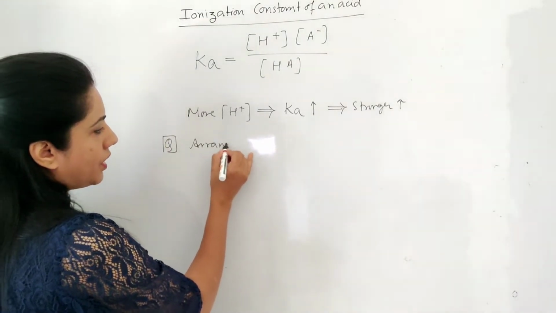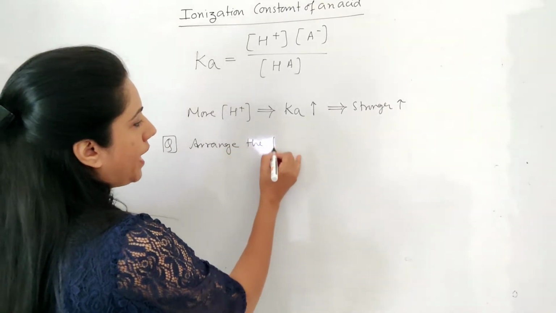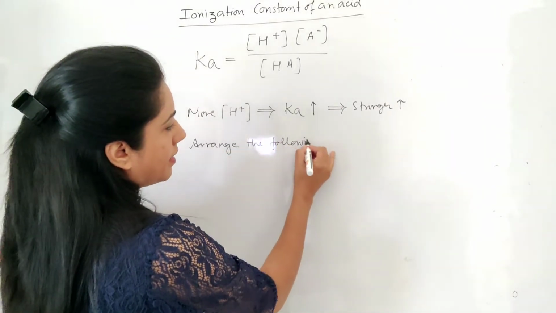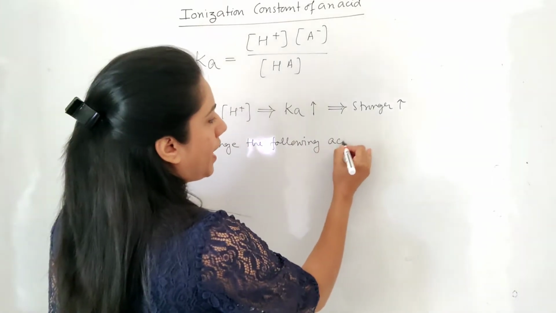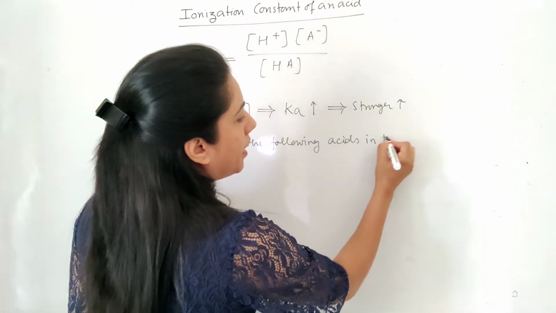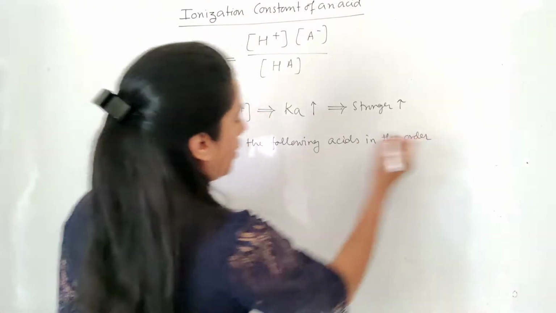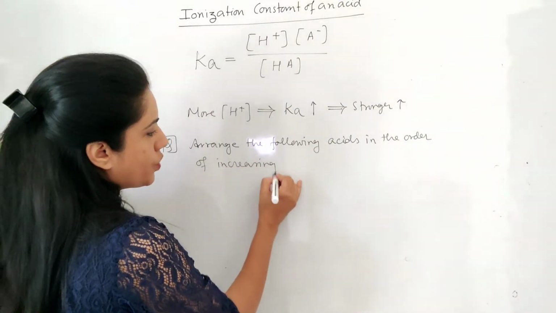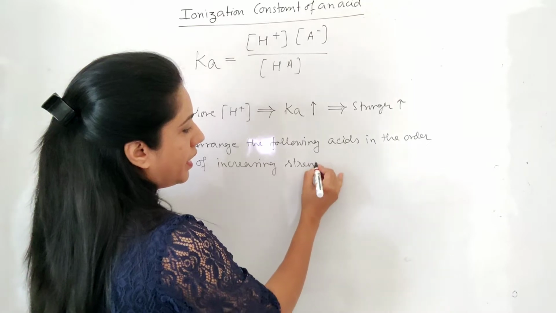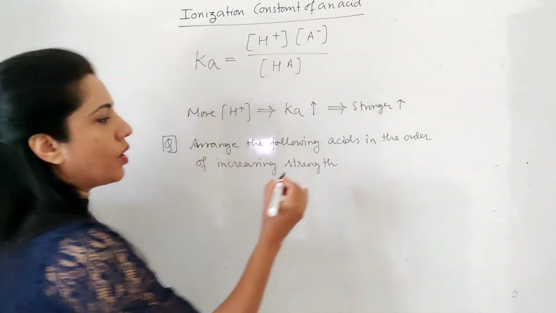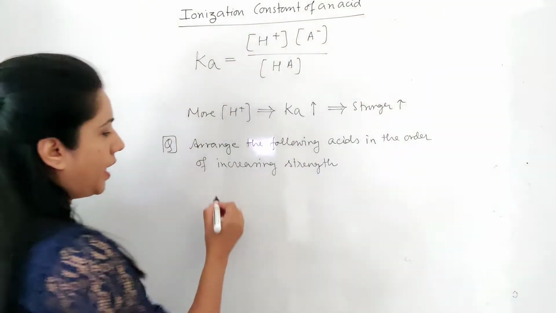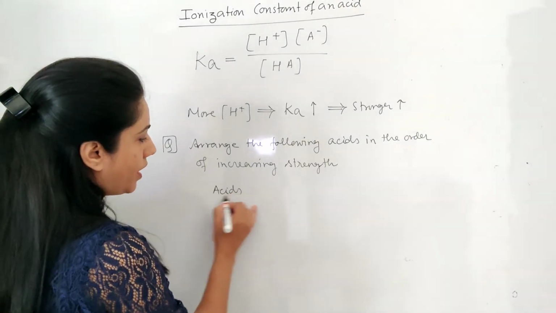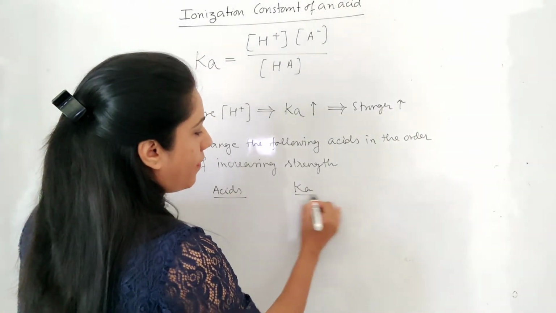Arrange the following acids in the order of increasing strength. Arrange the following acids in the order of increasing strength. You have been given some acids over here and the Ka values.